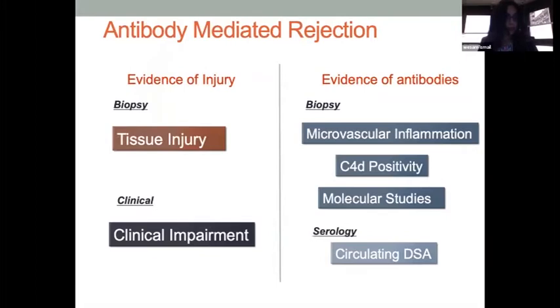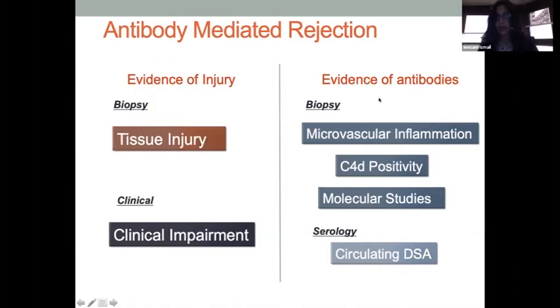Let's come to antibody-mediated rejection. The diagnosis of antibody-mediated rejection mainly depends on two major lines. First is the evidence of injury. So you need to have tissue injury in the biopsy, which could be related to antibodies, as well as clinical evidence, preferably that these patients have clinical impairment.